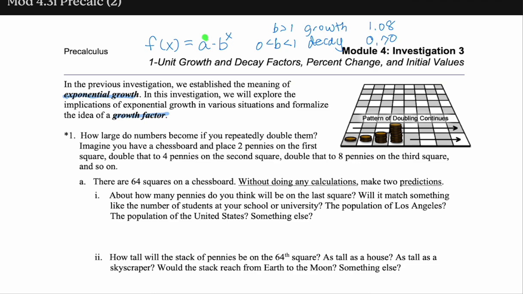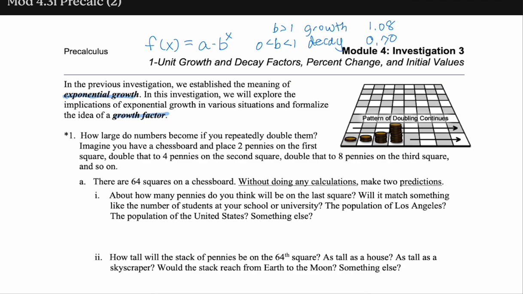We can transform them a little bit. Our a could be a stretching factor if there's a number out in front. For most of these, it's just a plain old b to the x. Okay, so let's take a look at this example.